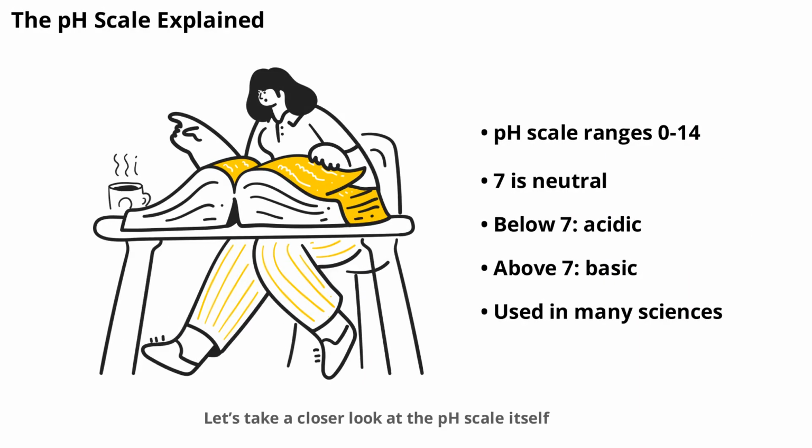Let's take a closer look at the pH scale itself. It's a numerical scale that runs from 0 to 14. At the center, pH 7 is neutral. Pure water is a classic example. Substances with a pH less than 7 are acidic, like vinegar or lemon juice. Those with a pH greater than 7 are basic, such as baking soda or soap. The further you move from 7, the stronger the acid or base. This scale is used in chemistry, biology, medicine, and even environmental science to assess the properties of solutions.